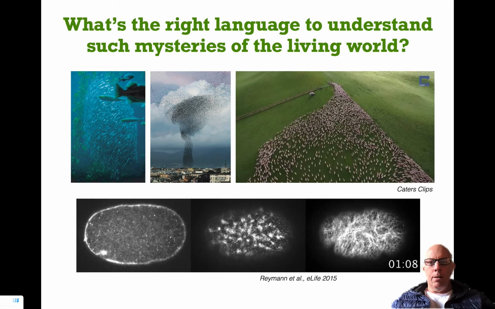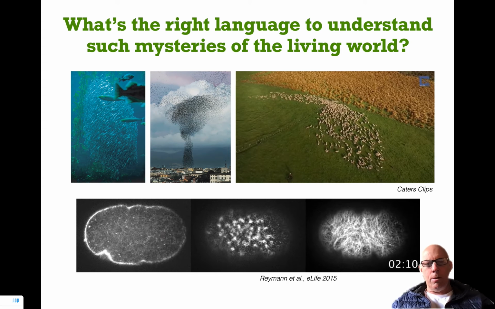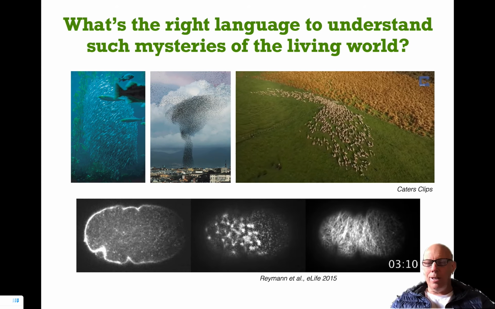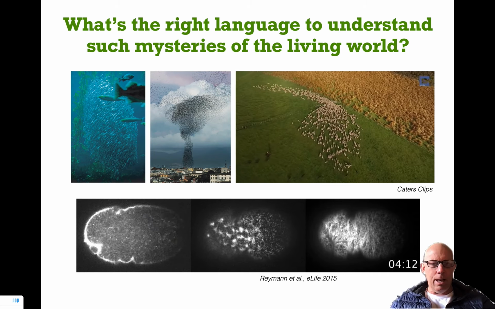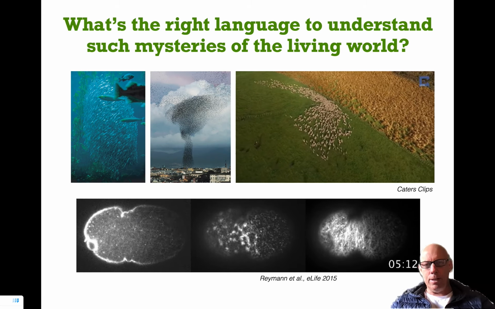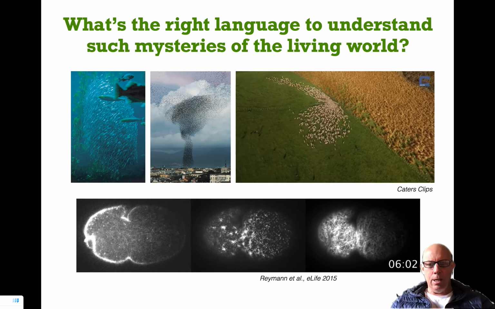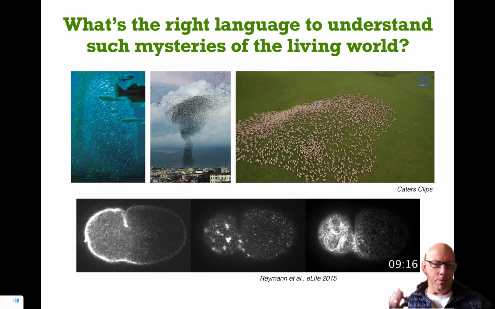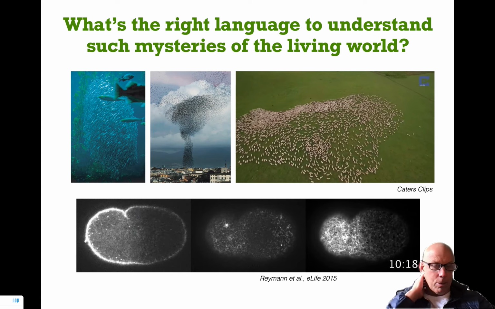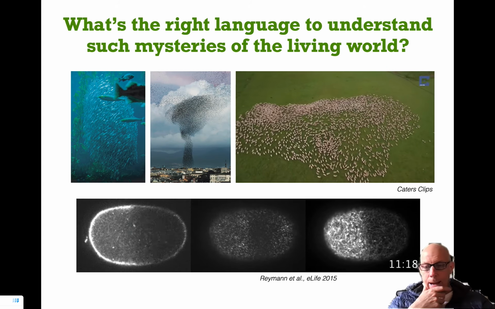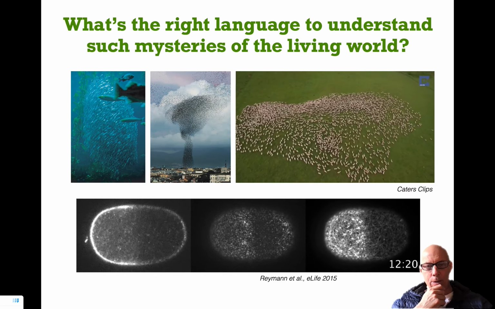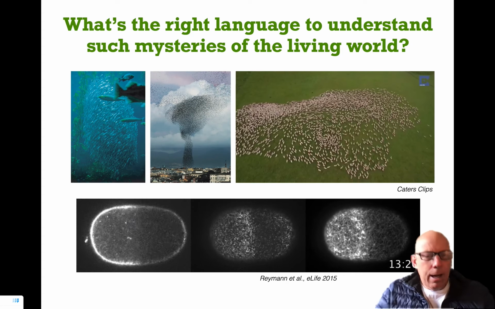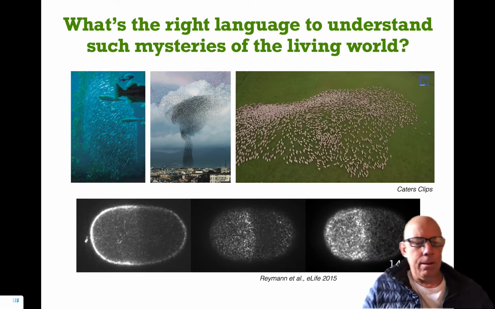So this just really poses the question of over a billion-fold difference in scales. On the top, those are three different examples: schooling fish, flock of starlings over Rome, and then this really, really cool herd of sheep. I especially like the last part of the sheep video, which I'll come to in a second. And then on the bottom, we're looking at a C. elegans embryo. And there we see both motors and cytoskeletal filaments. And the question that I want to pose, that we're going to spend some time on now.